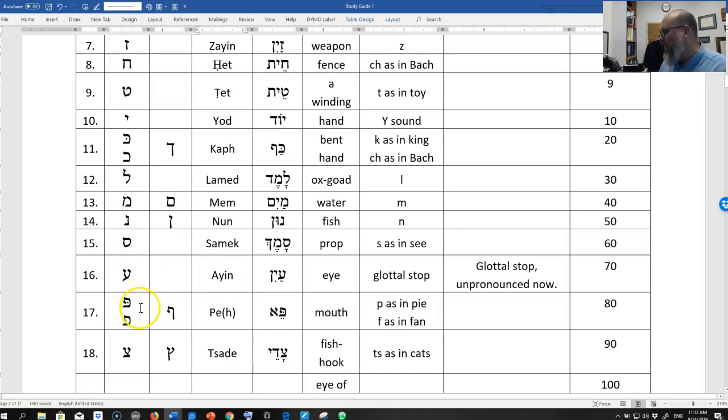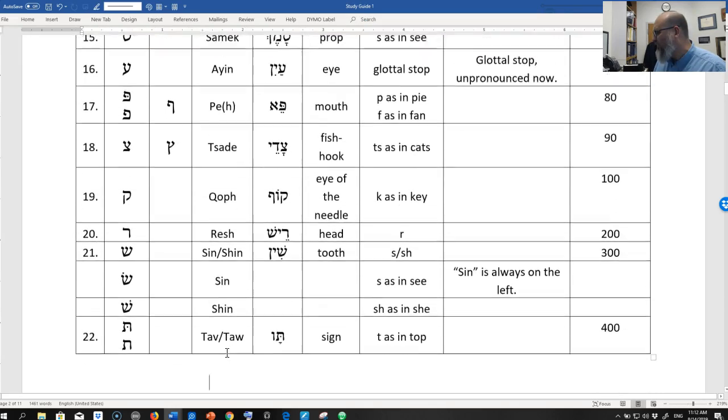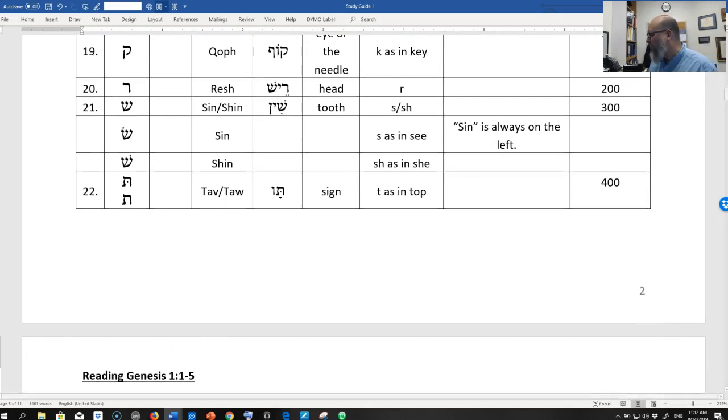Ayin. Pay. So without the dot, it's the PH sound. With the dot takes the H sound away. Pay. Tsadi. Kof. Resh. Originally, just one letter, sin, shin, but over time, it developed two pronunciations. Dot on the left, it's a sin. My pretty liberal Hebrew professor told me that, you know, the joke is sin is always on the left, maybe to help you remember. Tav.